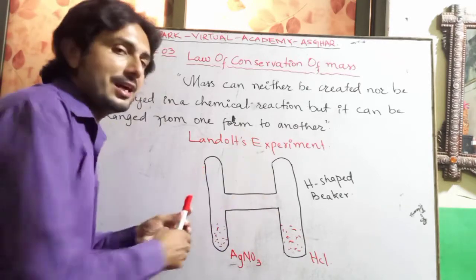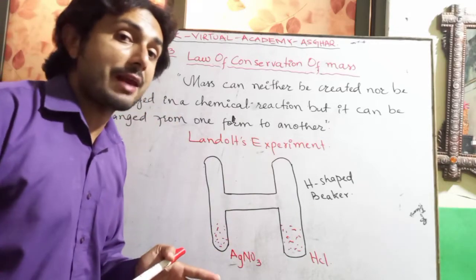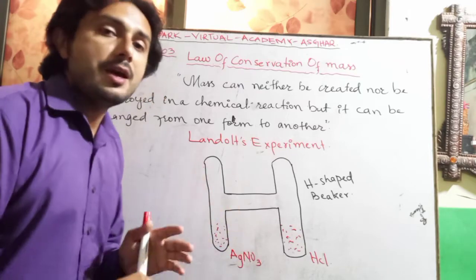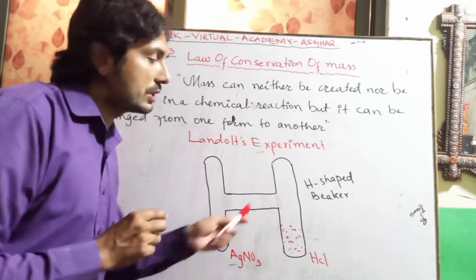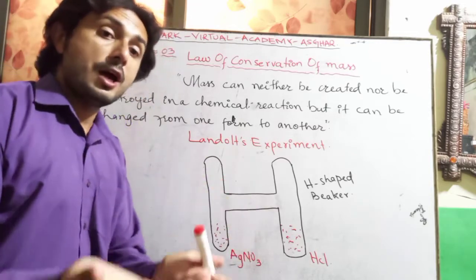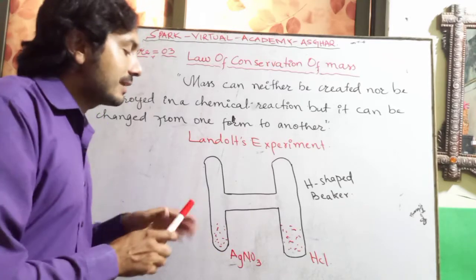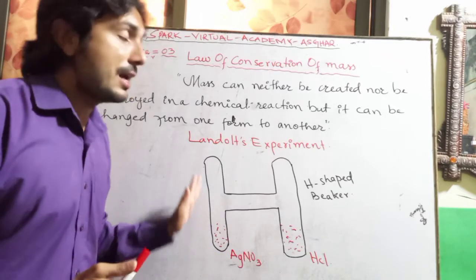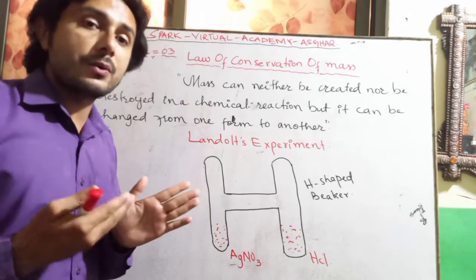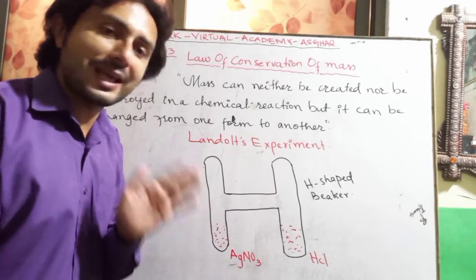When he shook it, the new components were produced there. And after shaking, when the new components were produced, he again measured the mass of this beaker, and he found that the mass was the same as it was before the experiment. So this experiment proves that the mass can neither be created nor be destroyed. However, it can be changed from one state to another state in a chemical reaction.